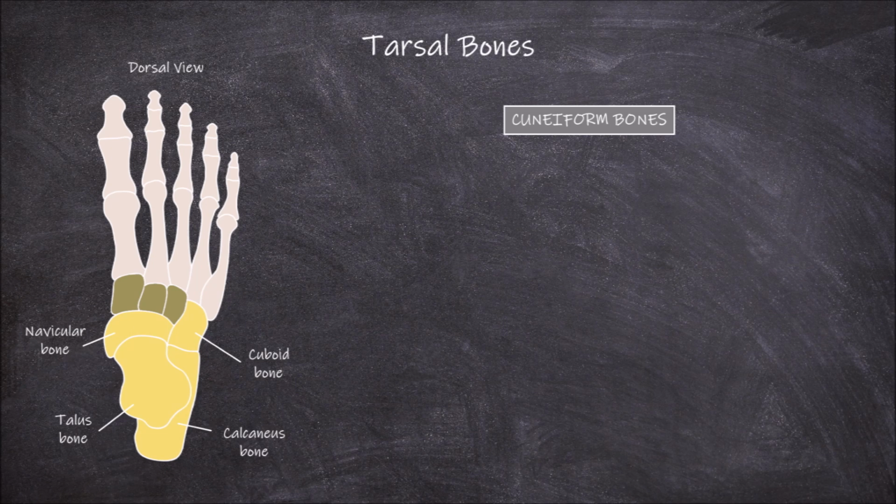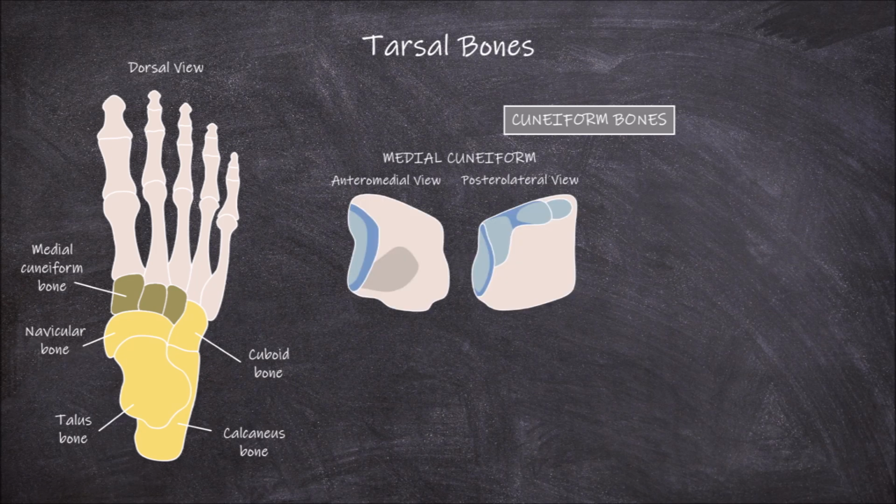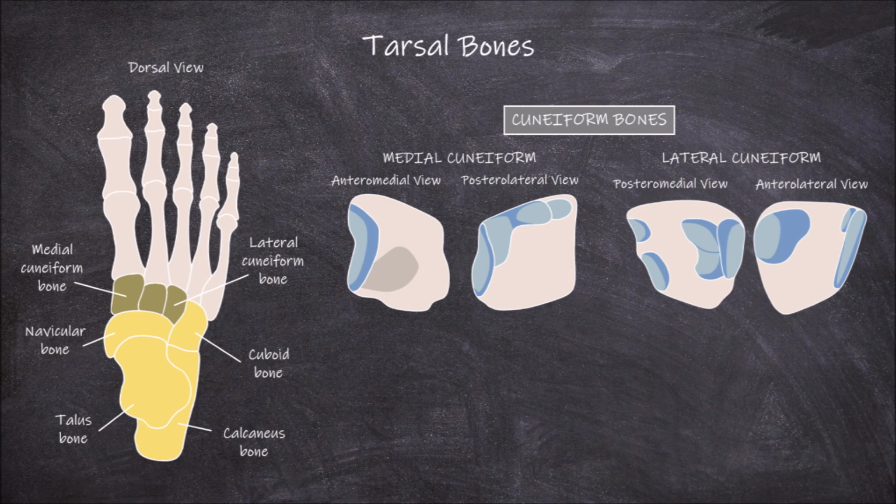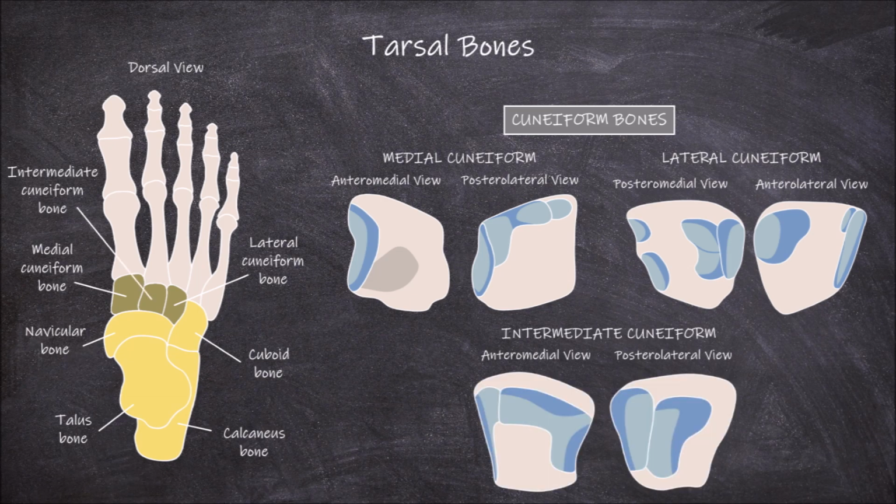The most medial of these bones is the medial cuneiform bone. The most lateral is the lateral cuneiform bone, and in between them is the intermediate cuneiform bone.